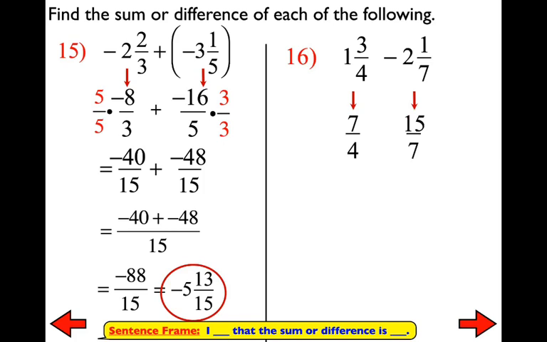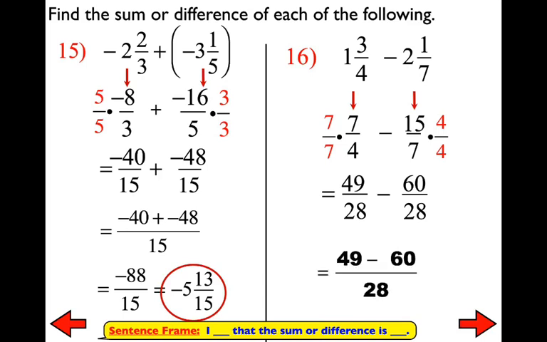2 1/7 is equivalent to 15/7. Common denominator is 28, least common denominator. So 7/4 is equivalent to 49/28. 15/7 is equivalent to 60/28. So we now have 49/28 minus 60/28. And I think right now is where I'm going to add the opposite. And you could have done it earlier or waited.